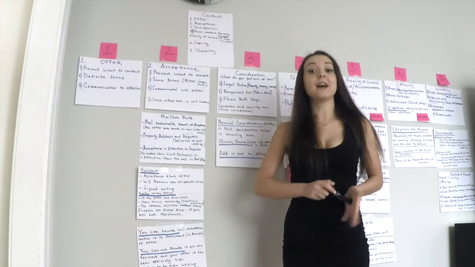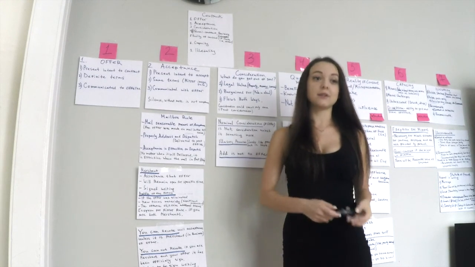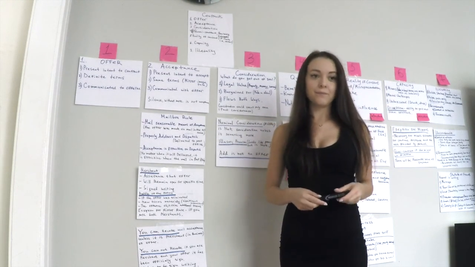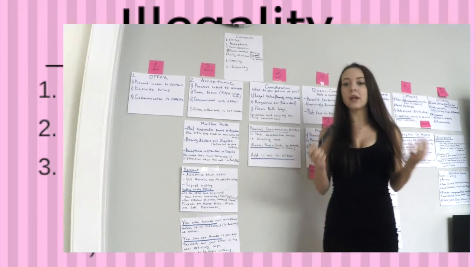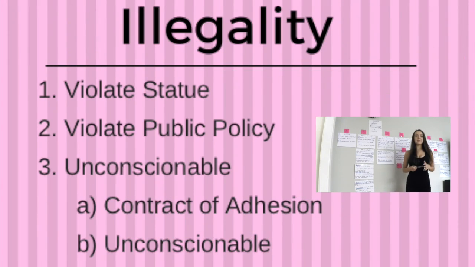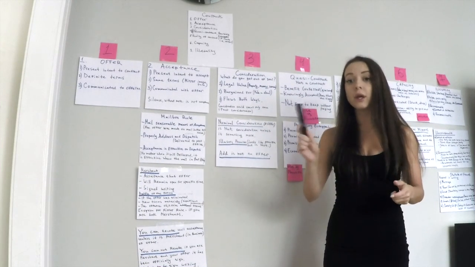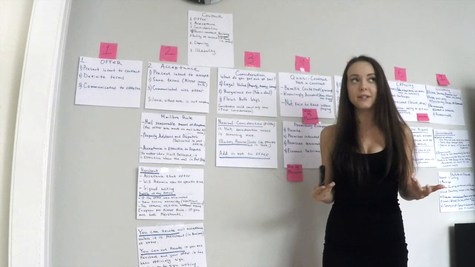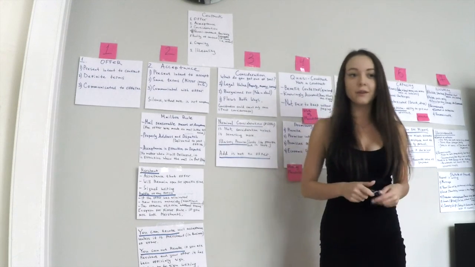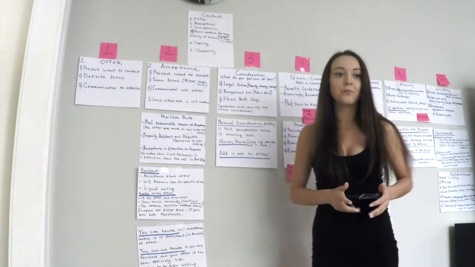Let's talk about the last section of the contract, which is illegality. Illegality has three elements. First, it violates the statute. A contract that violates the statute is illegal. For example, I will pay you if you will kill that person. It is illegal to kill someone, so it violates the statute.